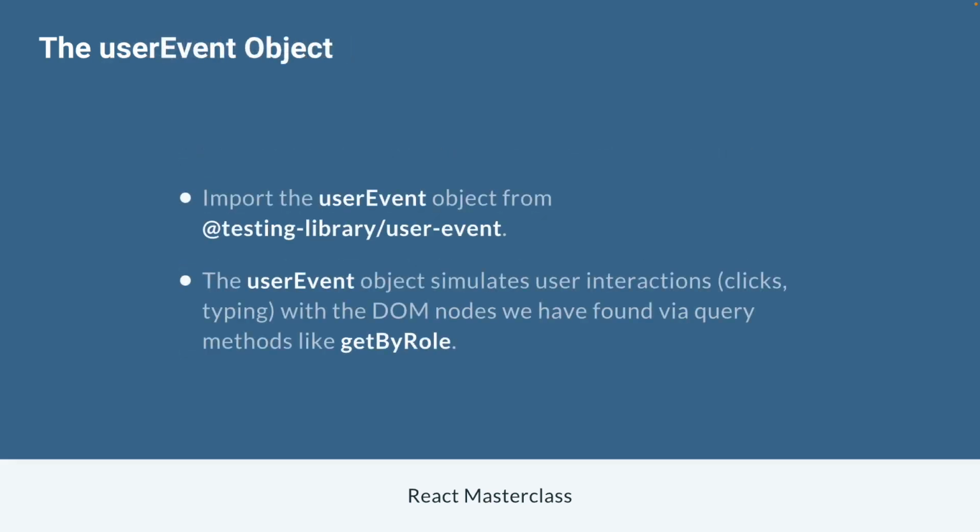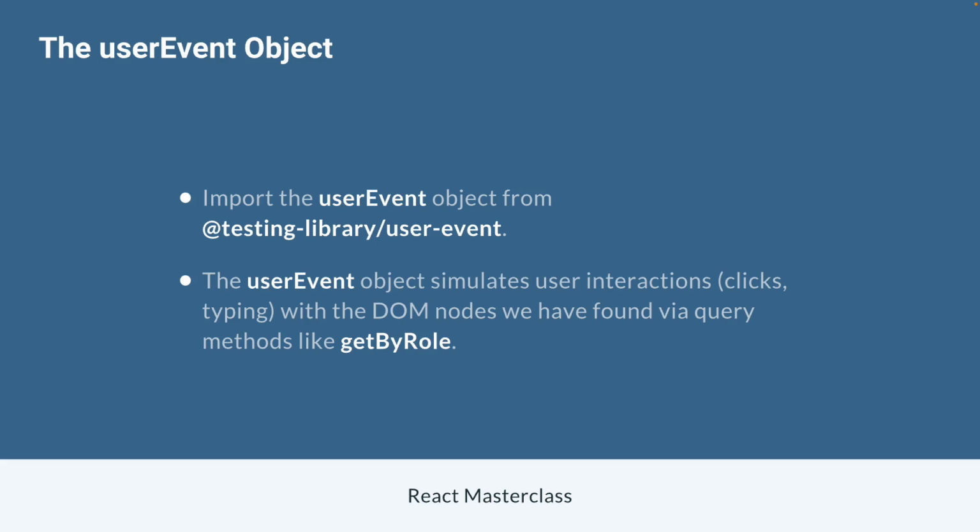So how do we interact with those actual DOM nodes that React Testing Library creates for us? For that, we import the user event object from the testing library user event library. It's the same group of folks who develop React Testing Library. It's just a separate library in that organization. And that user event object, of course, has a whole bunch of methods that simulate user interactions, such as user clicks or the user typing, basically anything that you can do in a visual browser.